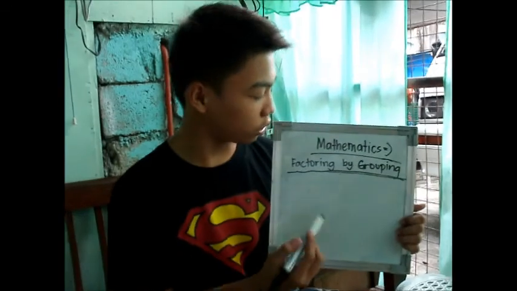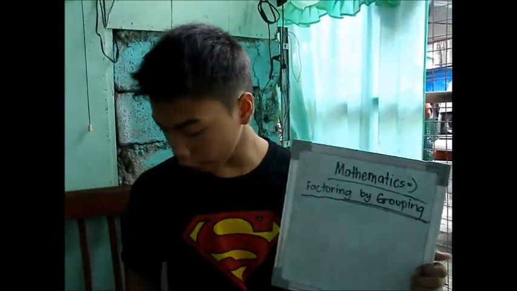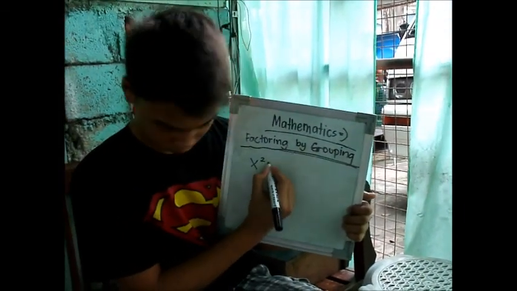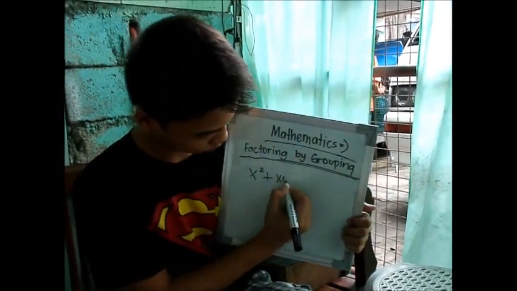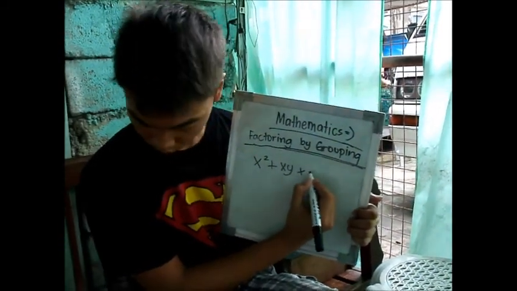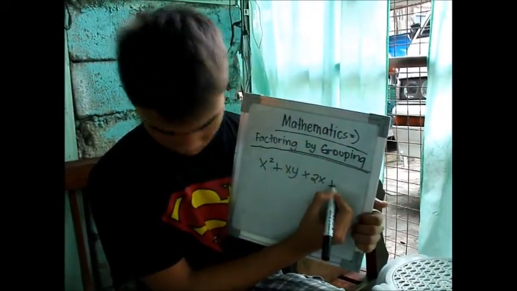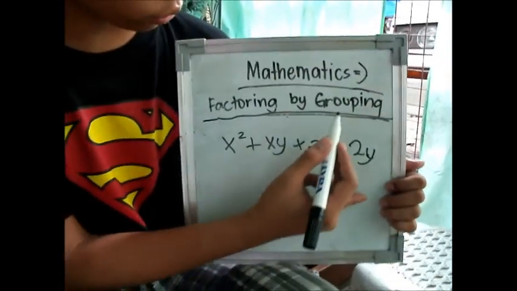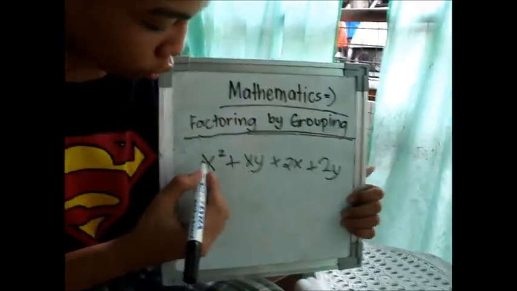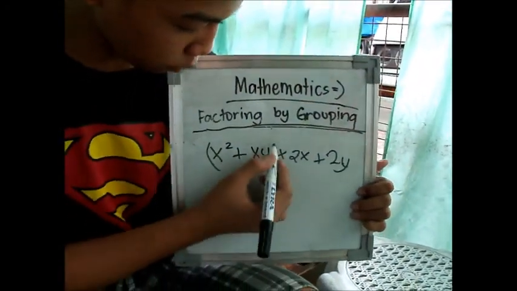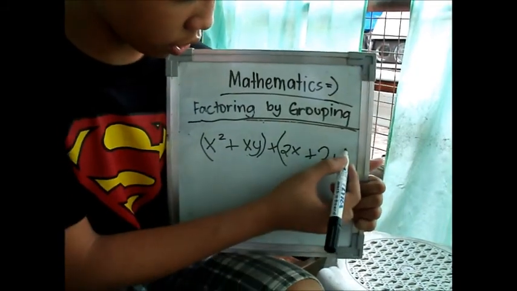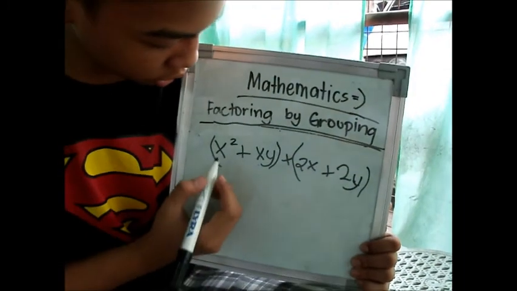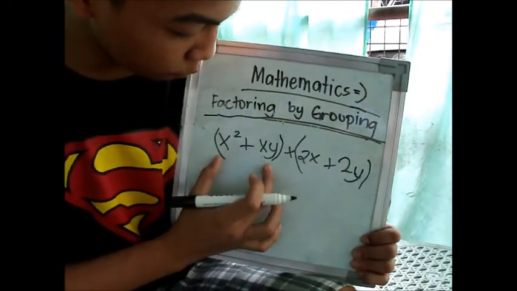Hi, Gerald again. I will teach factoring by grouping. In math, if you encounter this equation, you will use the method of factoring by grouping. So the first thing you will do is group it. You will put some quantities here and here, and the next thing you will do is take the greatest common factor of this group and this group.